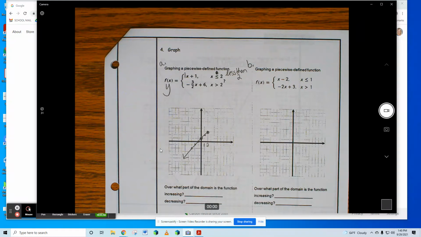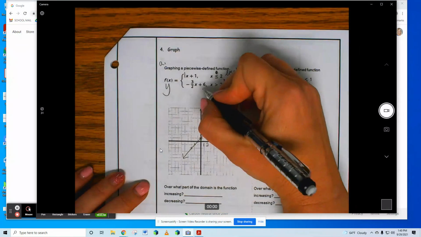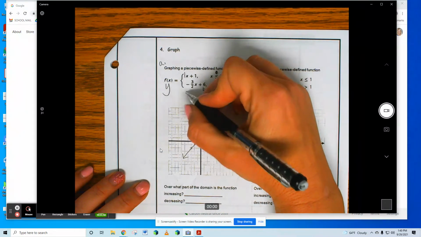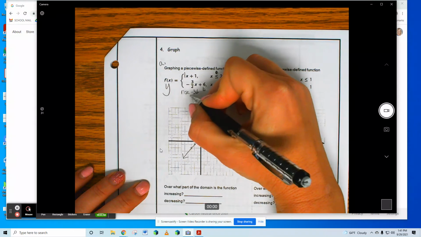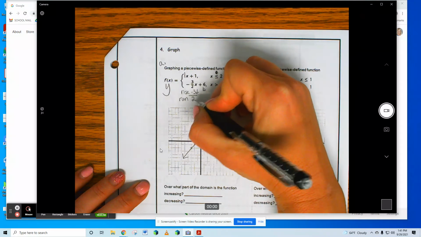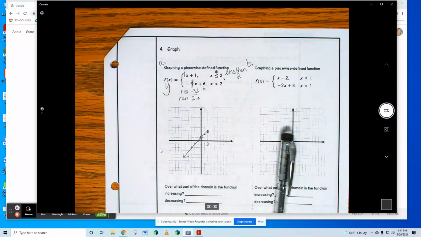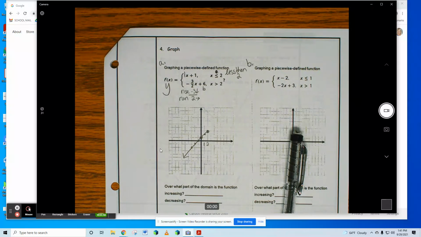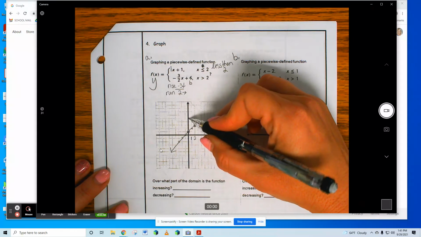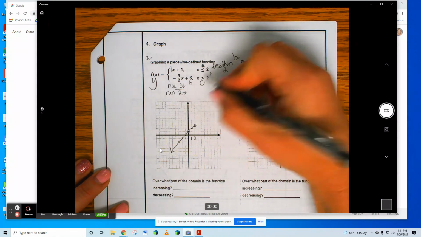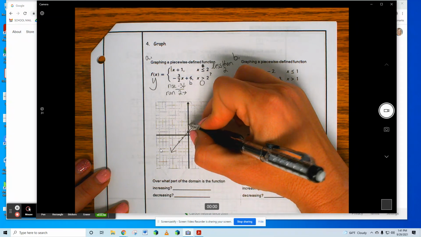Now, go to the bottom equation: negative 3 halves x plus 6. Begin at 6. Rise negative 3, down 3. Run 2, right 2. Okay, begin at 6. 1, 2, 3, 4, 5, 6. Oh, it's an open circle, isn't it? Be careful.